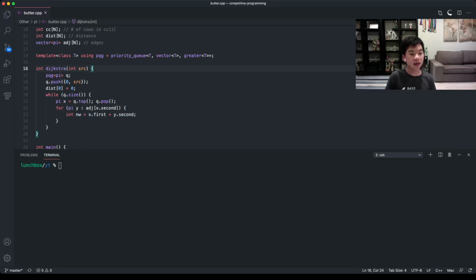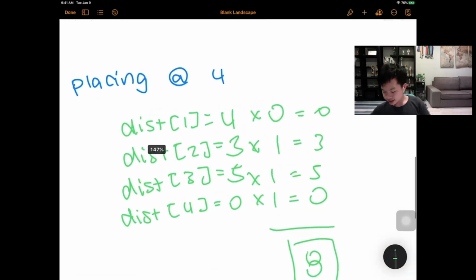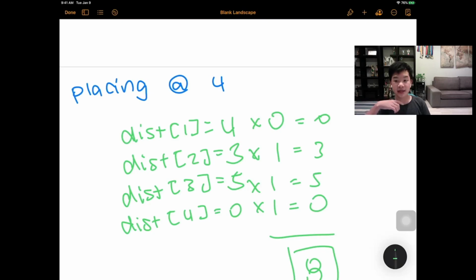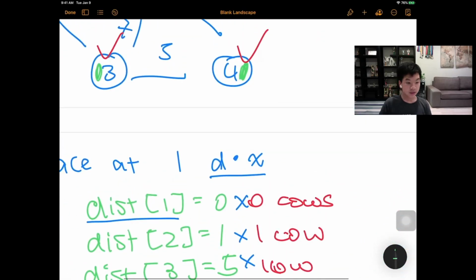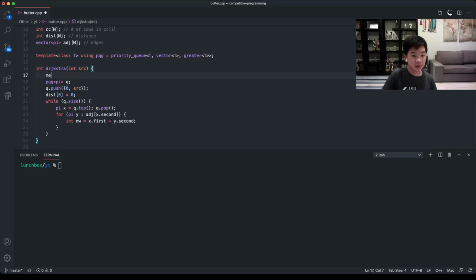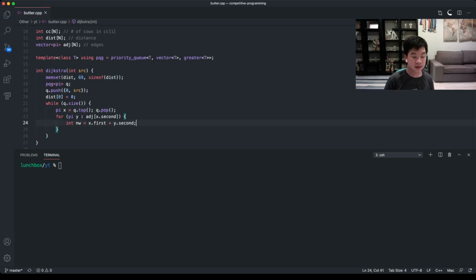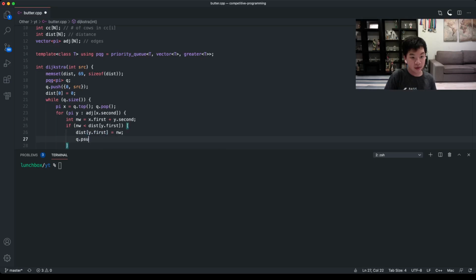And notice here that in Dijkstra, since you have your distance array and since you want to have the minimum, you would basically set everything to infinite at first. So what we're going to do here is just use memset on distance, so that everything would be a pretty big value. Okay. So this is going to be our new weight. So if our new weight is less than distance of the resulting node, then we're going to update the distance, and then we're going to push new weight and y dot first.